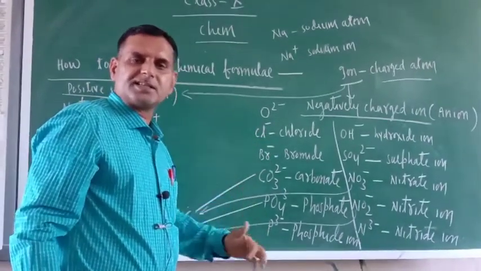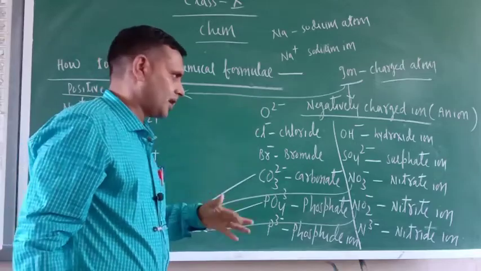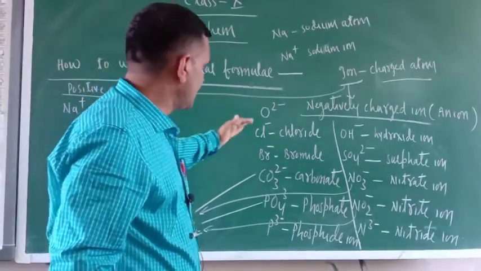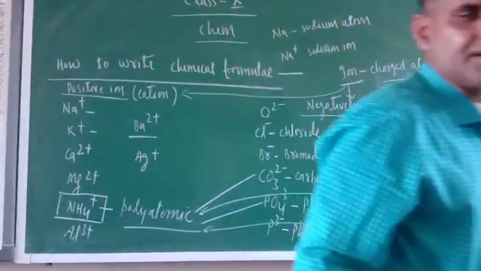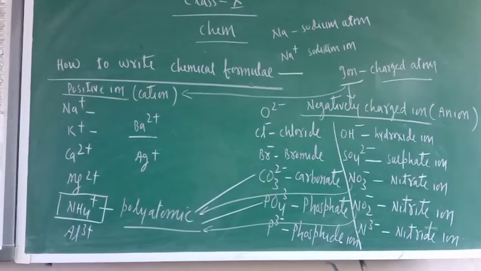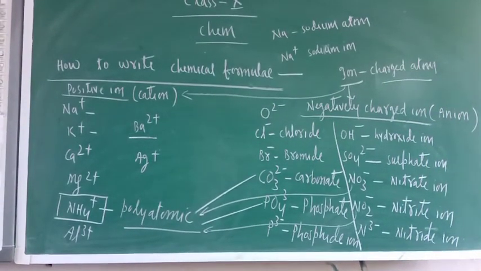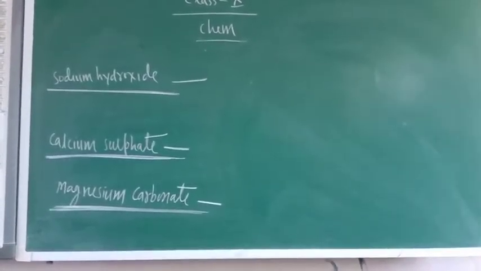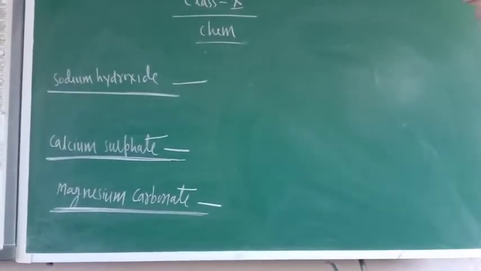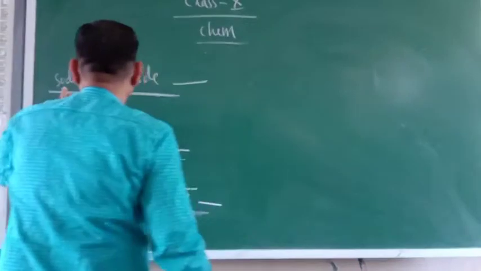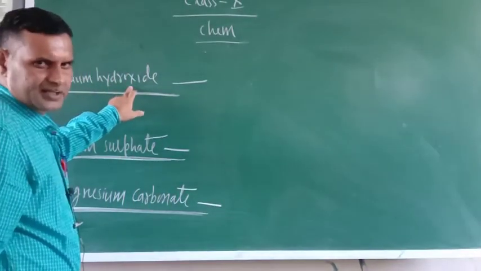Now the question arises here, how to make the chemical formulae. So don't worry, I will explain that also. Let me rub this one. Okay, now just see how to write chemical formulae. Here I wrote sodium hydroxide.